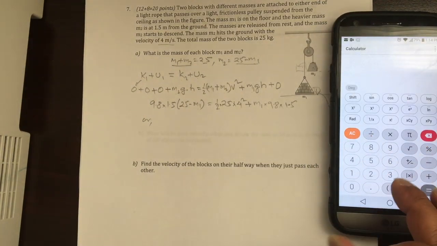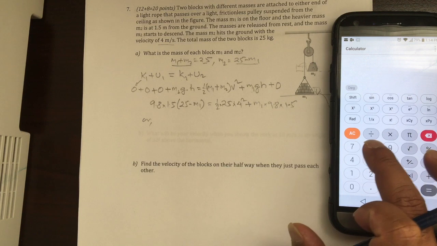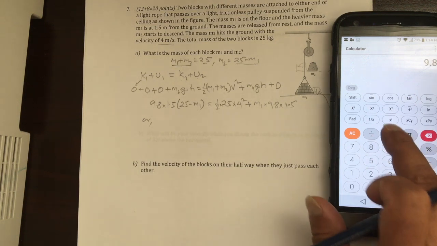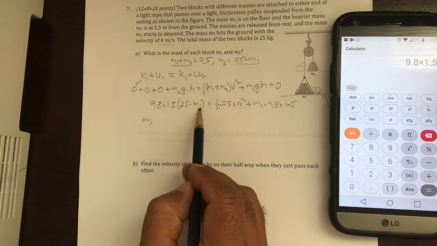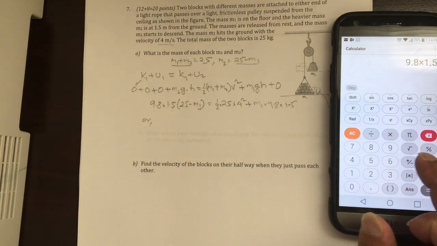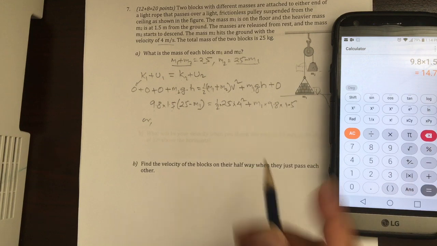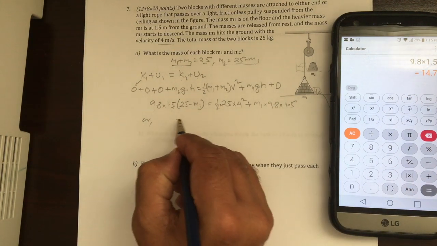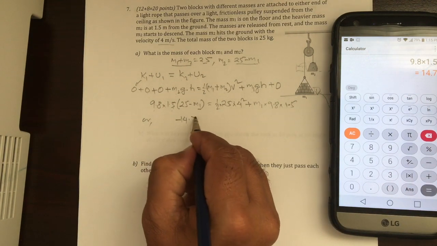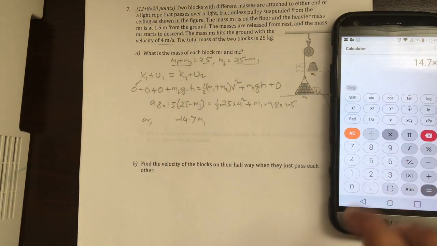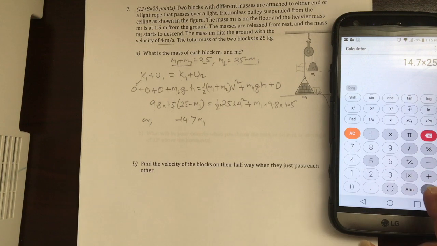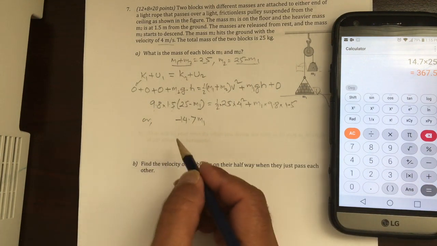Let me simplify this one, which is 9.8 times 1.5. I'll do that for m1. So it equals 14.7 m1, right? Now I have this left, times 25, this will be 367.5.